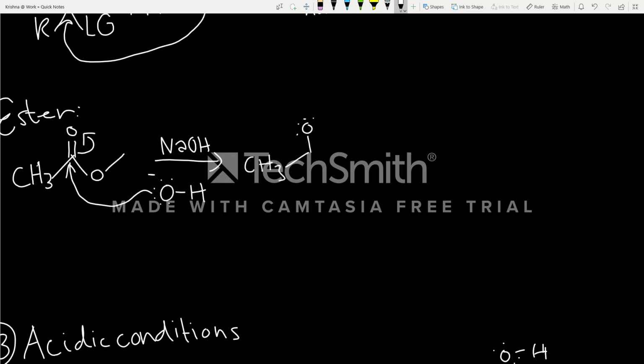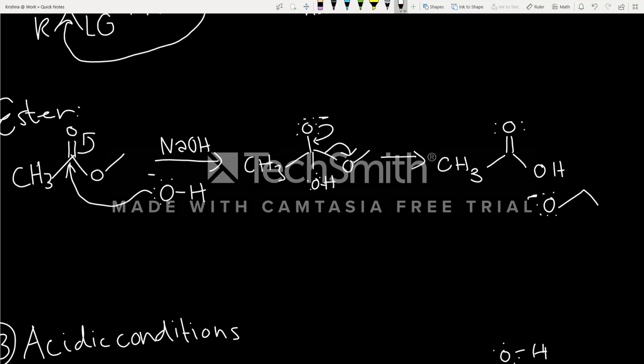Pushing up electrons there, creating a negative charge on the O, and an sp3 hybridized molecule. Then the double bond will reform, and the leaving group will leave, forming a carboxylic acid. Now, there we have our final molecule, and then that ester over there.